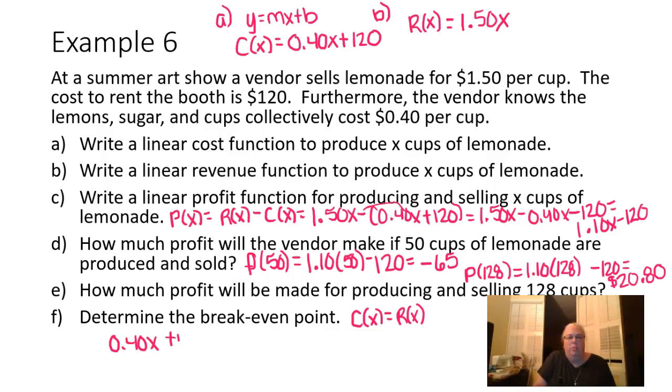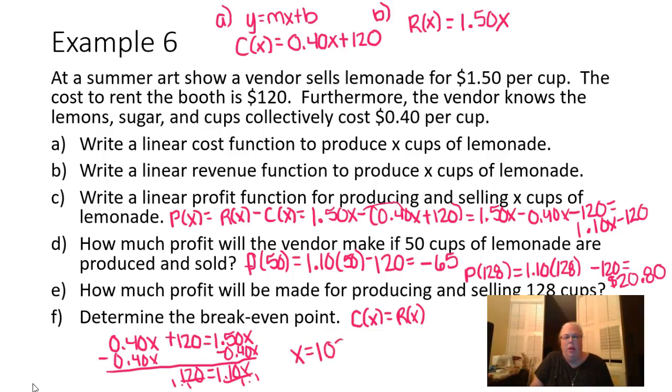0.40x plus 120 is equal to 1.5x. Let's subtract 0.40x from both sides. I have 120 equal to 1.1x. And when I divide by that 1.1, x is going to be equal to 109.0909090909, and so on and so on.